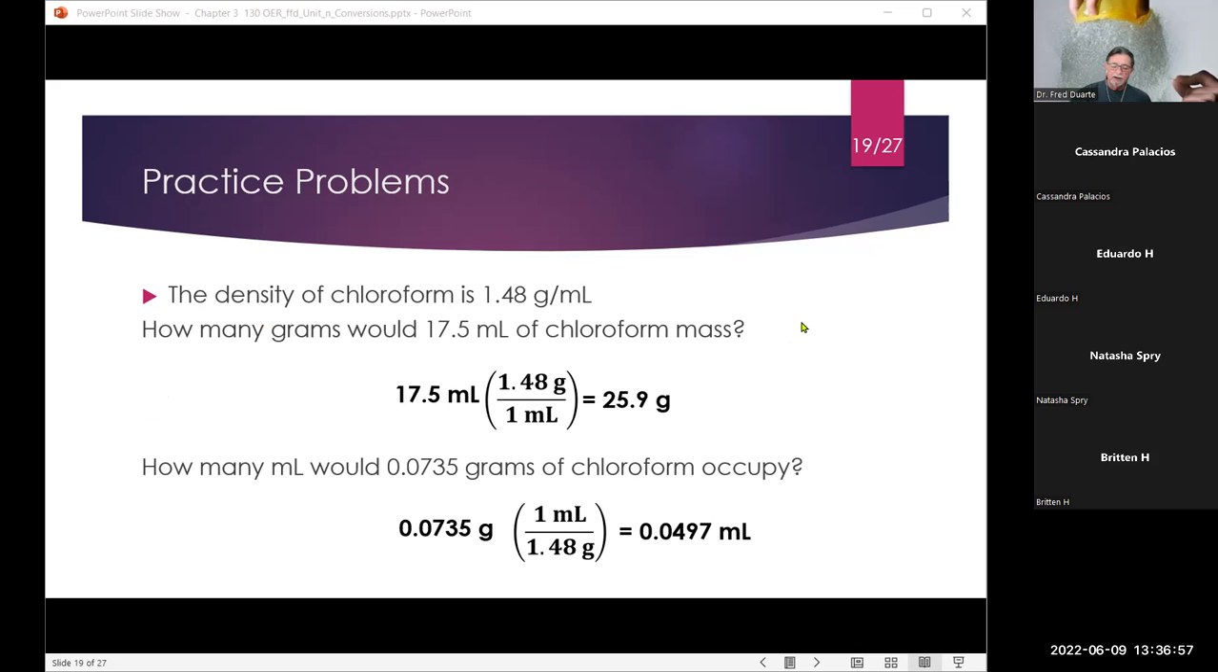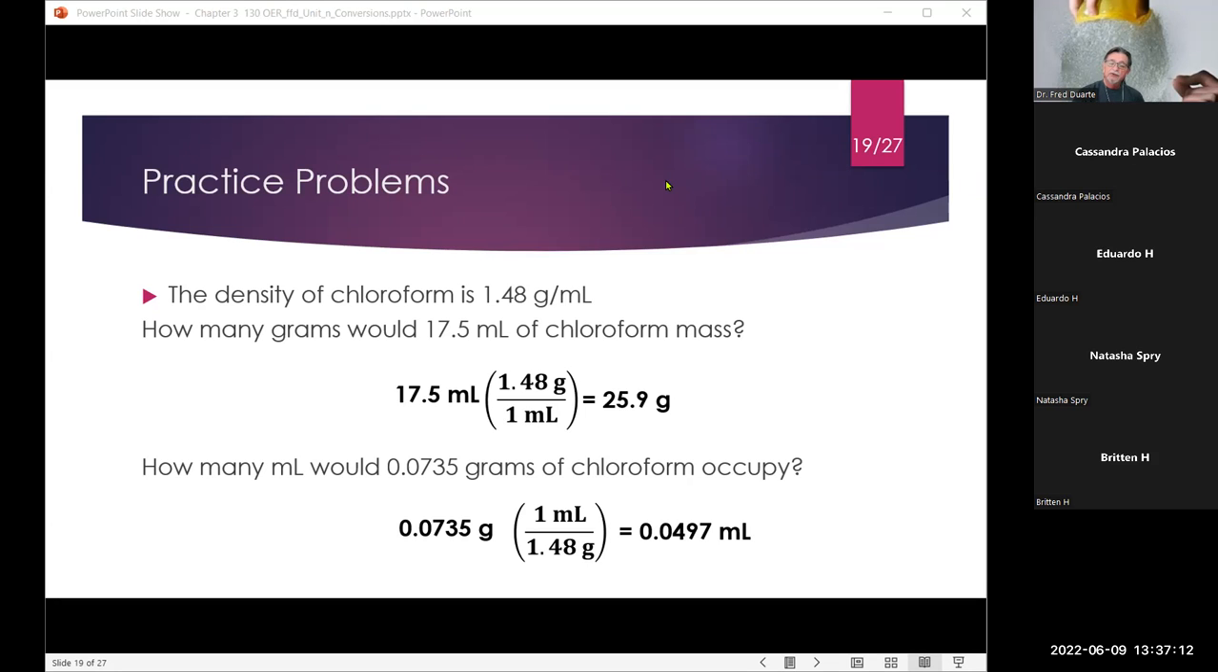So, any questions about density or the calculation of density? Okay, no questions so far?